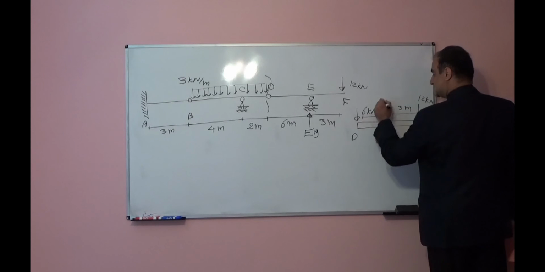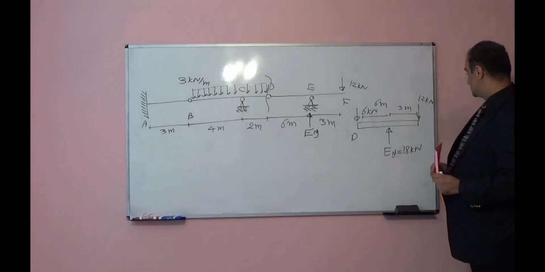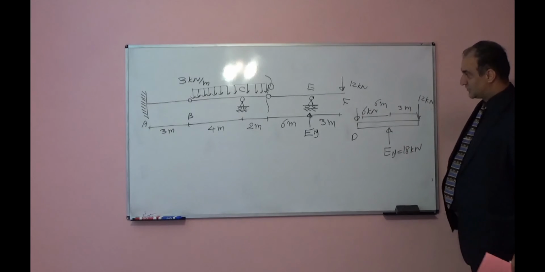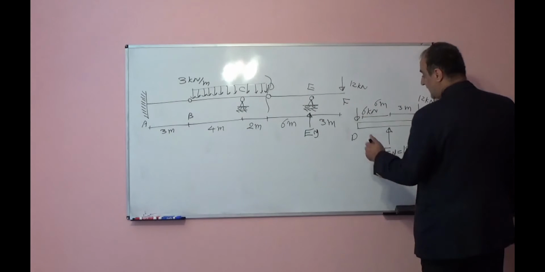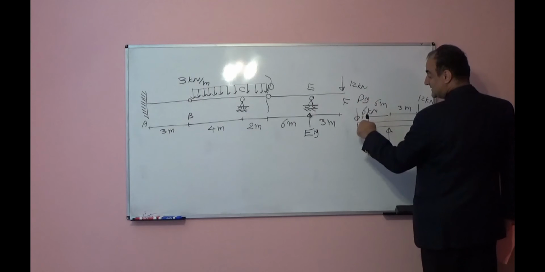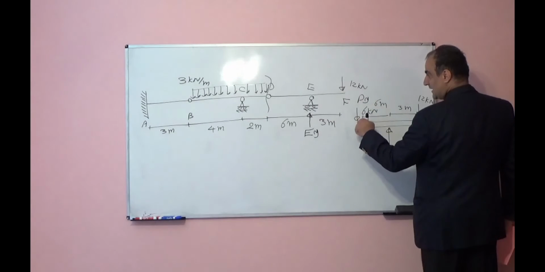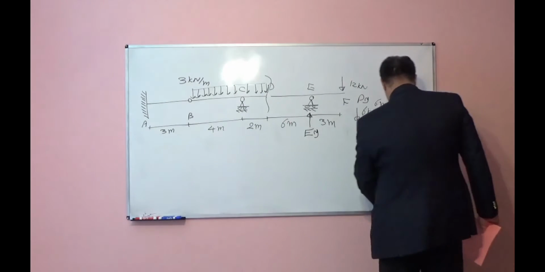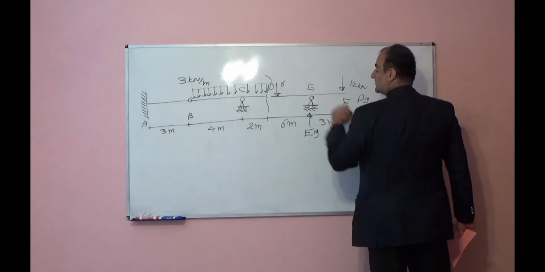This is 6 meter. You see, summation of force in vertical direction is equal to 0. 6 plus 12 minus 18 is equal to 0. So for this part, I found everything. Now, this Dy, you see, this Dy, it is reaction. Reaction, it is downward. If I cut from here, this Dy, you see, downward.